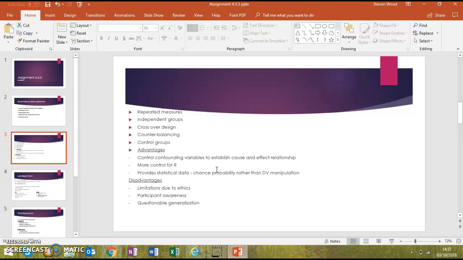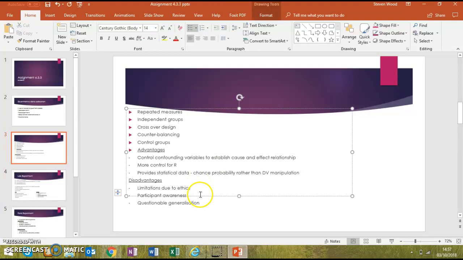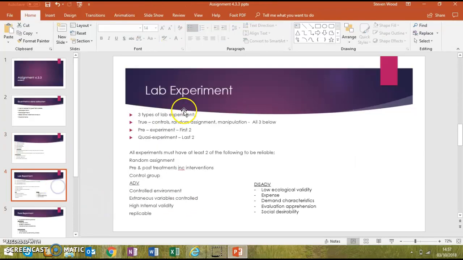Some disadvantages is that it's limited due to ethics, because obviously during lab experiments there's a lot of ethical issues that researchers have to be mindful of. There's also participant awareness, because it's in a lab, they obviously know that they're being tested on, and of course this might change their behaviour. And it also has questionable generalizability, because if you're only doing the experiment on one person, you can't really generalize it to a wider population.